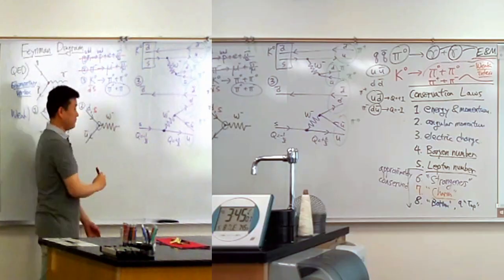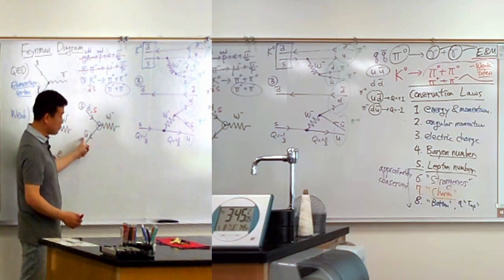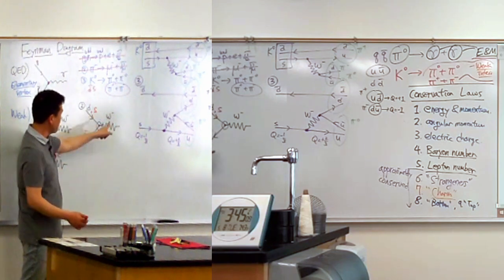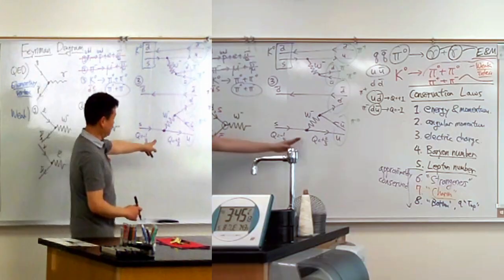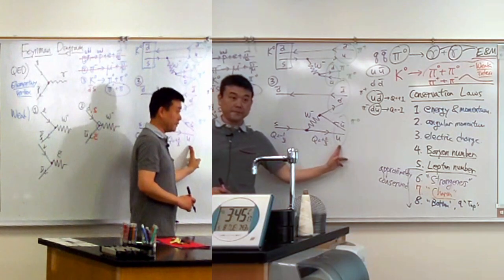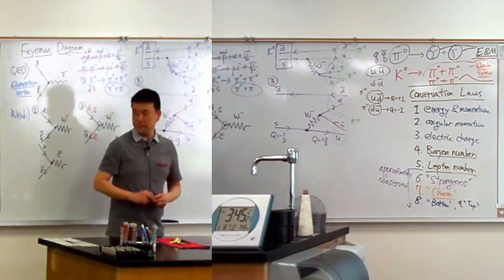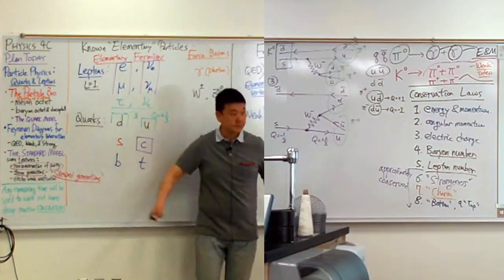Strange quark, right? Okay, so this describes a down quark turning into an up quark. So shouldn't it also describe a strange quark turning into a charm quark? But here, we actually saw a strange quark turning into an up quark, not a charm quark. And this is the idea of skewed generation.